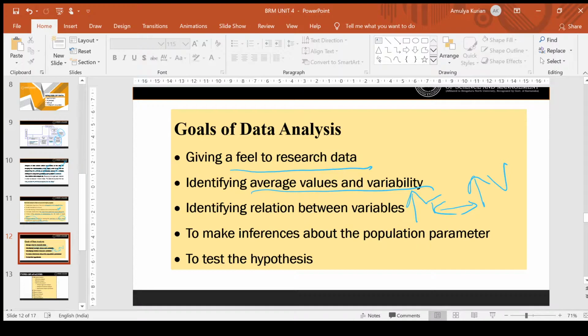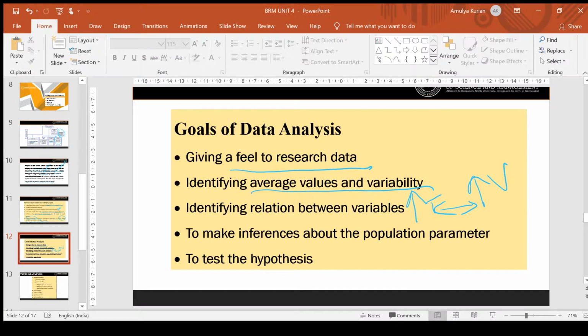Next, the last goal is testing of hypothesis. A statistical hypothesis is an assumption about any aspect of a population. For example, if there is no relationship between compensation and job satisfaction, that is a null hypothesis. Analysis of data is carried out on this test of hypothesis on the basis of sample values so that the hypothesis can be accepted or rejected. So these are the goals.